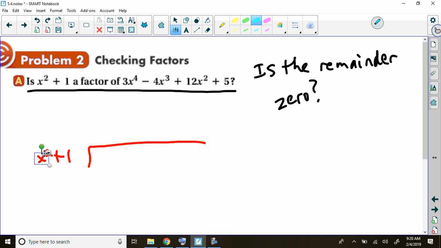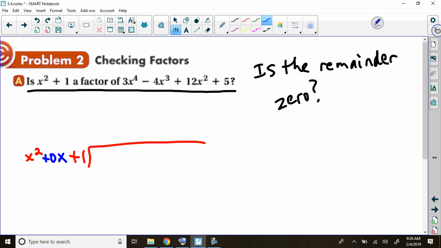X squared is a quadratic, so that's okay. Plus 1, that's a constant term, that's okay. But what about my linear term? Do I have a linear term? Do I have any x's? I need a placeholder, and that placeholder is going to be plus 0x.